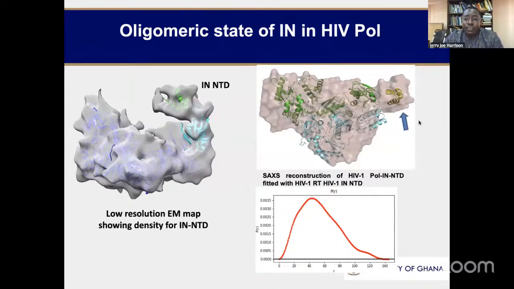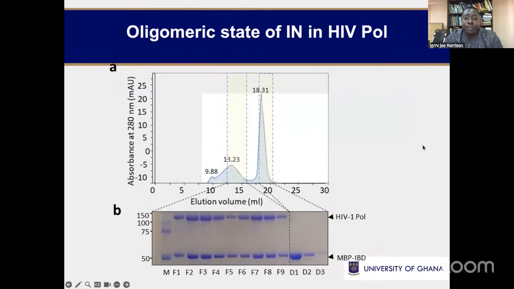And so the overall question is, how is the integrase looking? One thing that we also did was to see whether the integrase in the Pol is able to bind some of the binding partners that we know. The integrase binding domain, or IBD, is something that we know binds integrase.